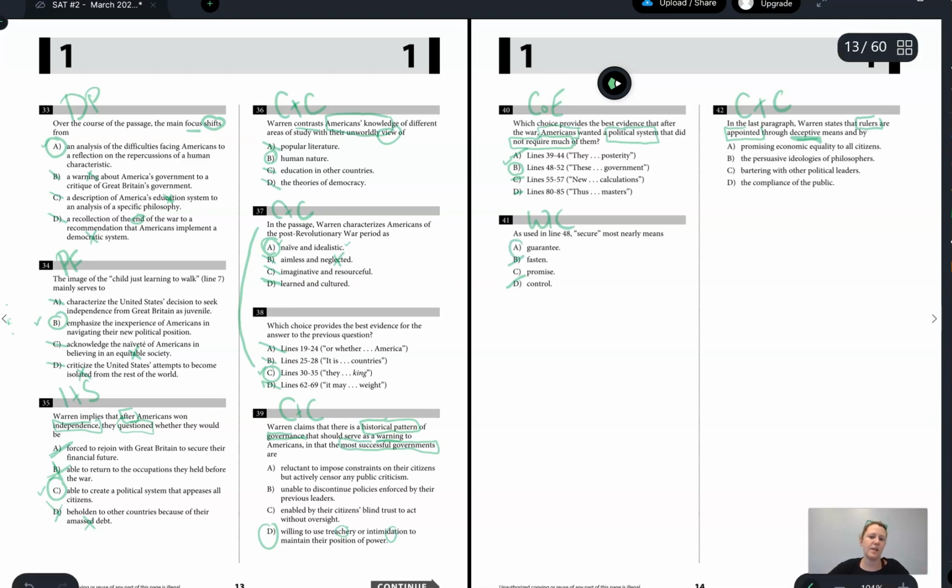So I think it means guarantee. We want to make sure it happens. Someone else would have to promise us something. So I think we can get rid of C.